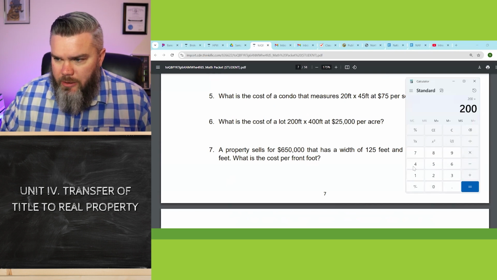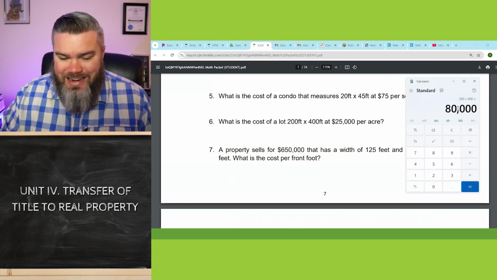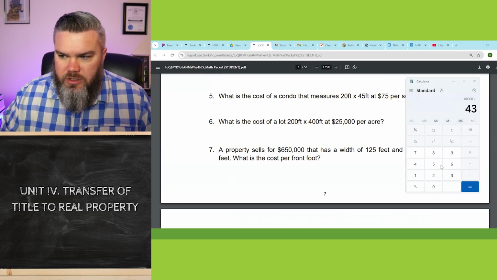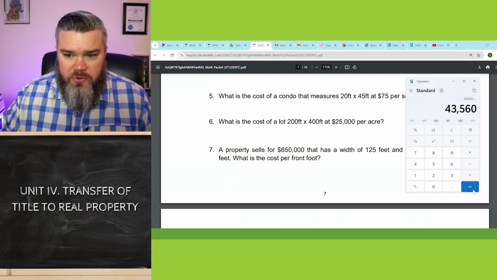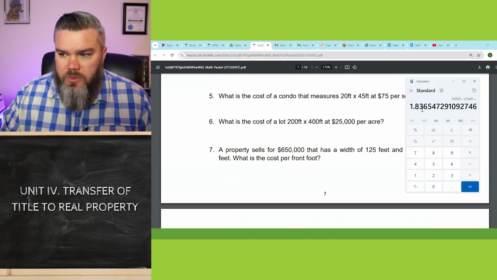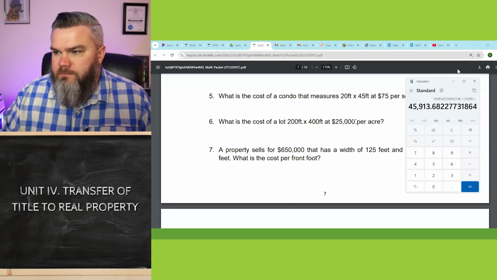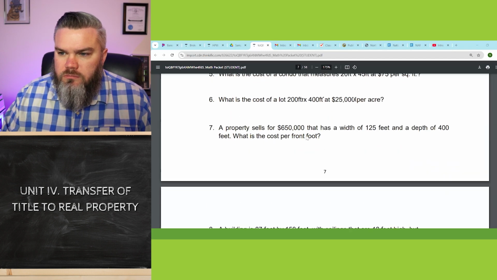For this last one, it was 200 feet times 400 feet gives us 80,000 square feet. 80,000 square feet divided by 43,560, which is how many square feet are in an acre. So you've got 1.83 acres, and then you multiply that by your price per acre. Okay, 459. Okay. Yep. Thank you.